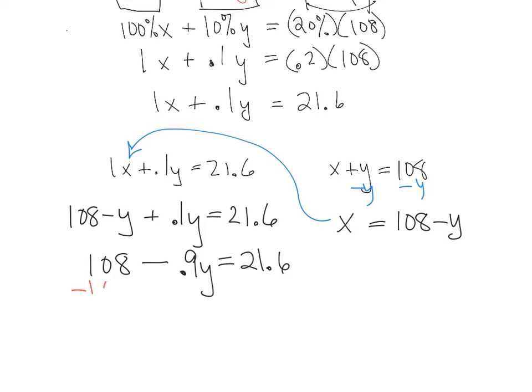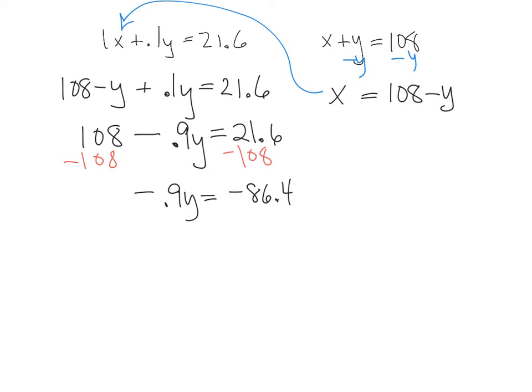And then I'm going to subtract 108 from both sides, and I end up with negative 0.9y is equal to, and I'm going to do that 21.6 minus 108, that gives me negative 86.4. And now I'm going to divide both sides by negative 0.9. And so these guys cancel, leaving us with just a y. And the right side, negative divided by a negative, is a positive. So all I have to do is 86.4 divided by 0.9, and that gives me 96.